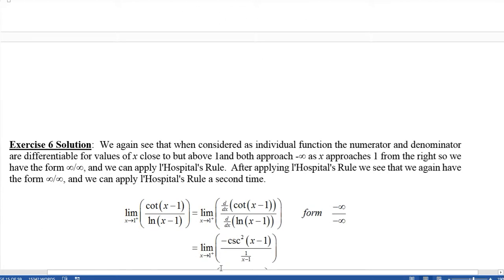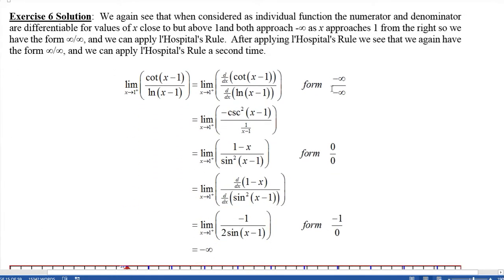Okay? Now you're back. Let's take a look here. This should be the form negative infinity over negative infinity. We know the graph of cotangent, what it looks like, and we know that if x approaches 1 from the right side, the cotangent graph is going to negative infinity.